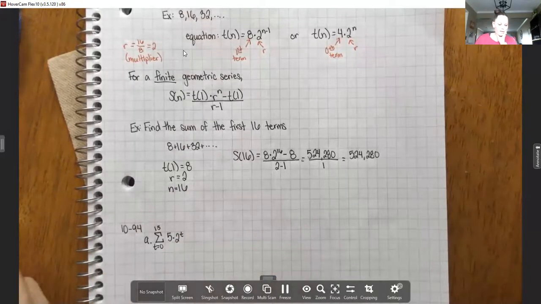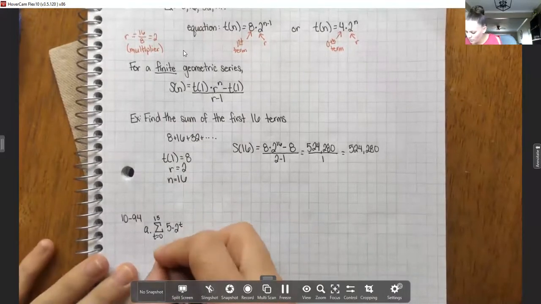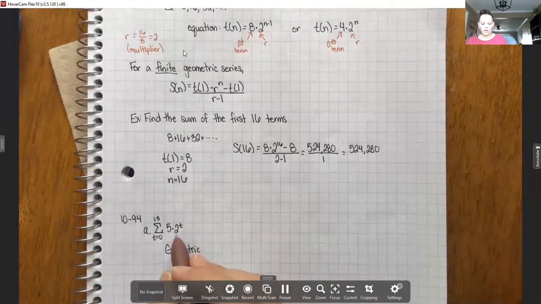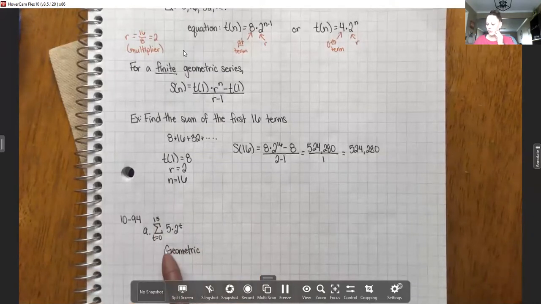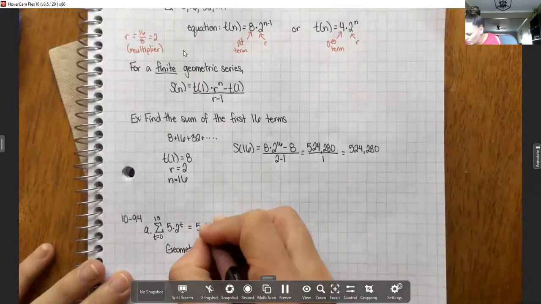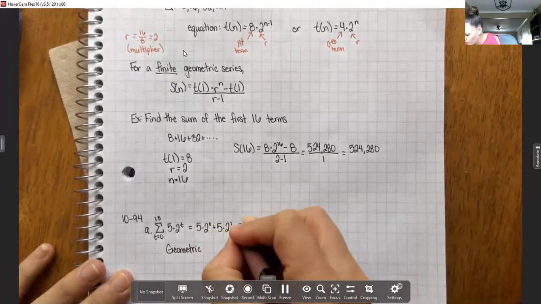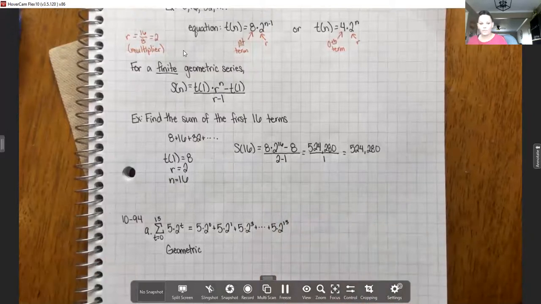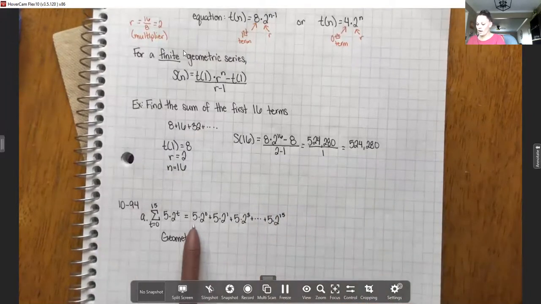So this one is a little bit weird, and I probably should have picked a different one. But this is going to be geometric because it's in this form. So here, the first term is when I plug in 0, not when I plug in 1, because this one goes from 0 to 15. If I write it out, this would be the same as 5 times 2 to the 0 plus 5 times 2 to the 1 plus 5 times 2 to the 3 plus all the way to 5 times 2 to the 15. Again, I plug in 0, 1, 2, 3, 4, 5, all the way until I get to 15.